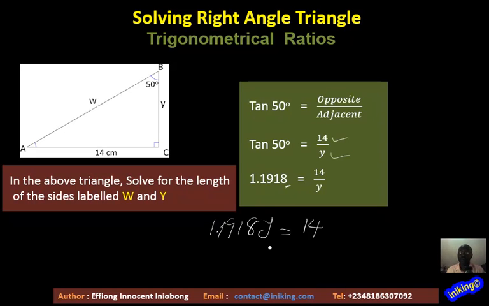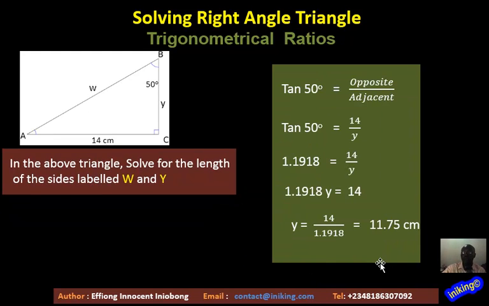1.1918Y equals 14. So my Y will be 14 divided by 1.1918. And that will give us, take your calculator, 11.75 as my Y.